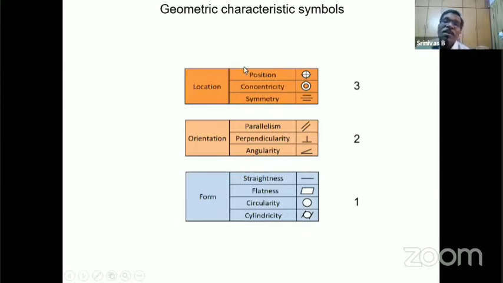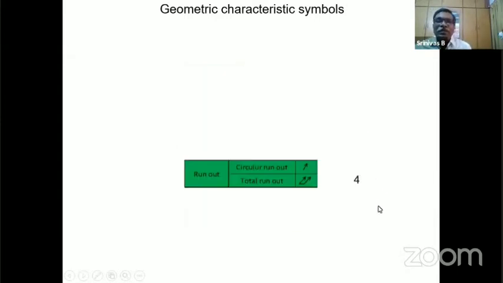Location tolerances: position, concentricity, symmetry. Why are these above this one? The reason is these would not only control location, they would also control orientation. However, orientation tolerances are never able to control the location. That is why location tolerances are higher.